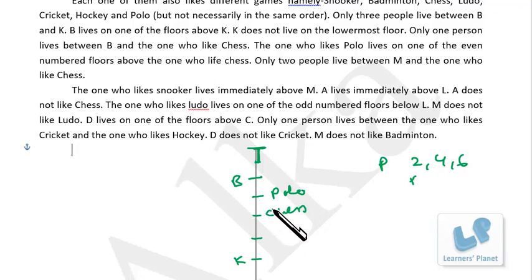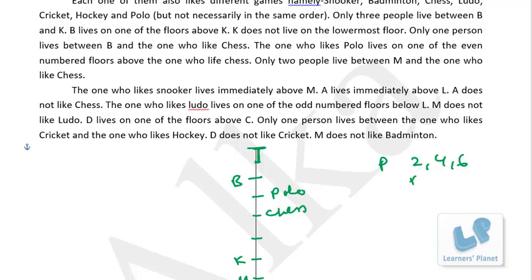And that is floor number 6. That means this is floor number 7, right? So 7, 6, 5, 4, 3, 2, and 1. That is the ground floor. Then, only 2 people live between M and the one who likes chess. So chess and M cannot be on the upper side. So chess, 2 people, and then M.